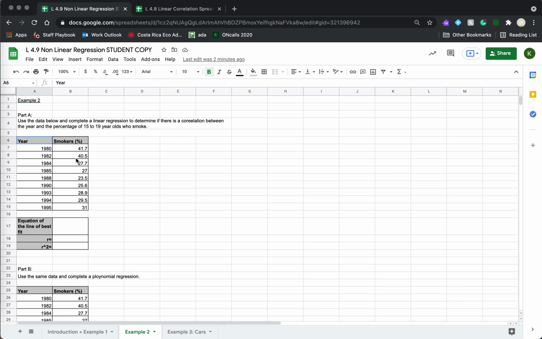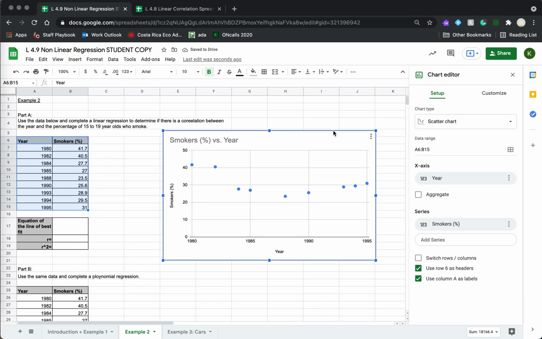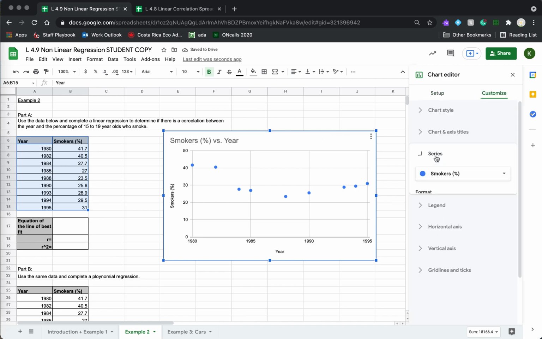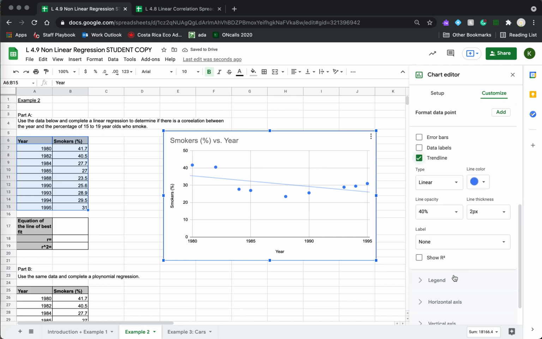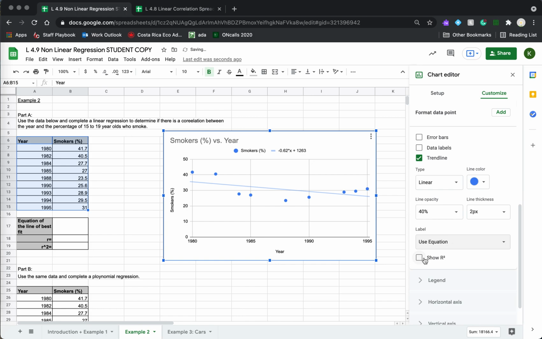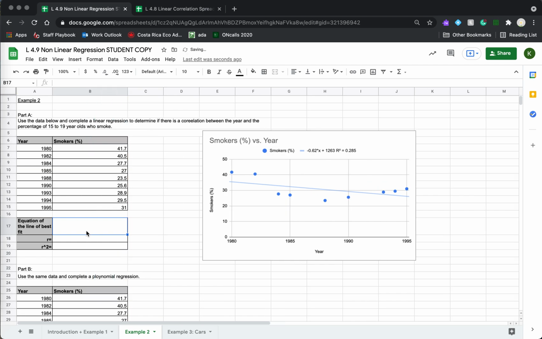So let's do that. We highlight our data, insert chart. There we go. It knew we wanted a scatter plot, which is great. Now I'm just going to customize, series, add that trend line, and we'll do the linear one first. And we'll show our equation and our r squared. So our equation of best fit, I'll just extend that so it's a little bit easier for us to see later.